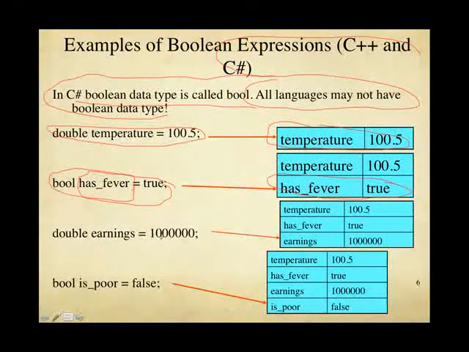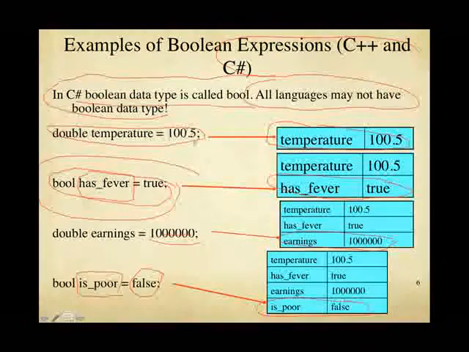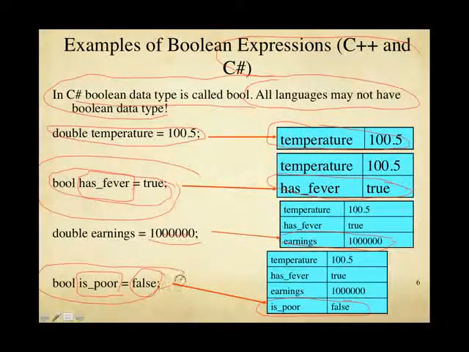If I define a variable called earnings, which is $2 million, the earnings variable will look like this. But the Boolean variable poor, if earnings are that much, is being set to false. So the Boolean expression is set to false, and in the RAM it looks like this. Okay, so these are examples of Boolean. This is an example of a Boolean expression. That's not an example of a Boolean expression. This is an example of a Boolean expression.